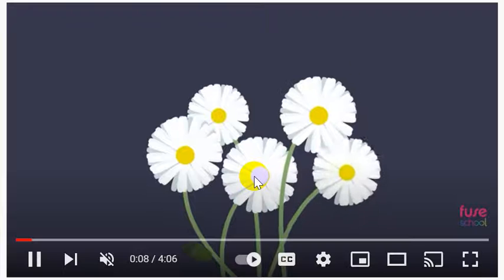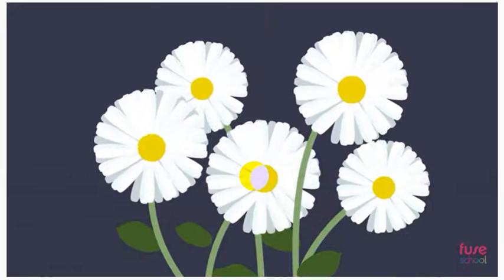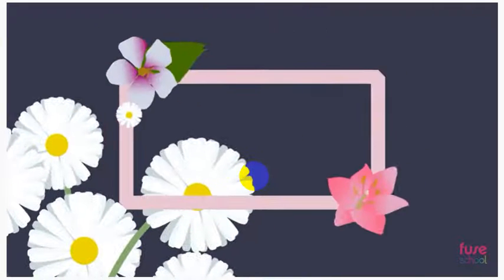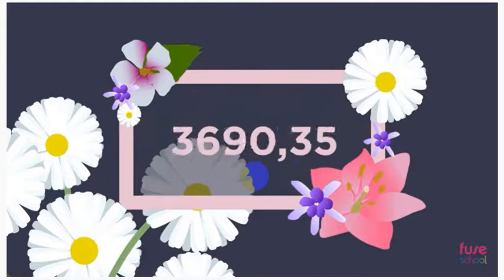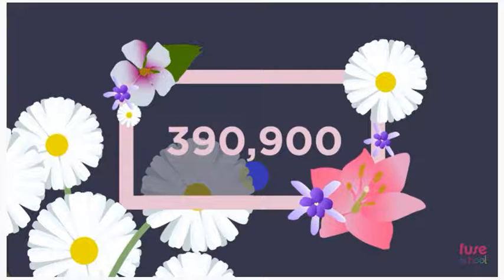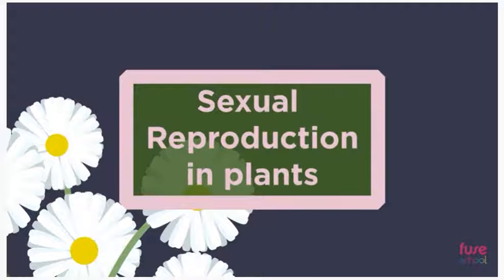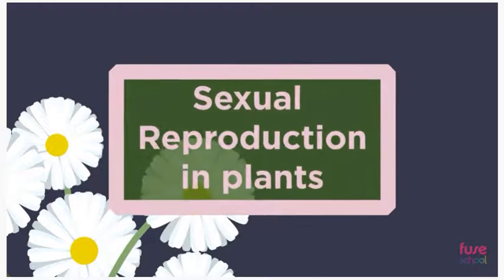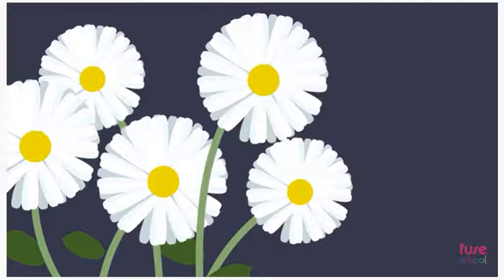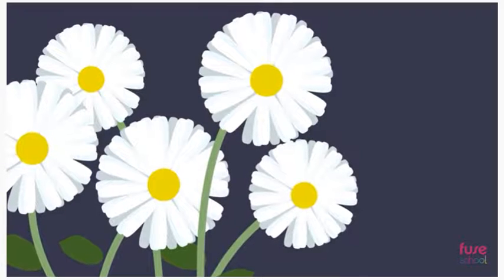In this video, we will be looking at sexual reproduction in plants. Did you know that there are an estimated 390,900 plant species known to science? The diversity of plant species is in part due to sexual reproduction. In plants, sexual reproduction is carried out in the flowers. The flowers contain the sexual organs.